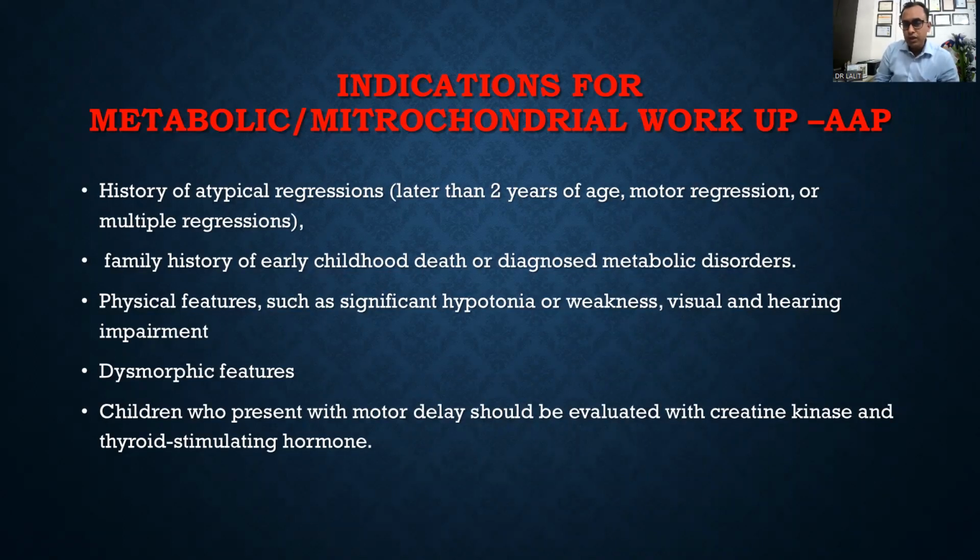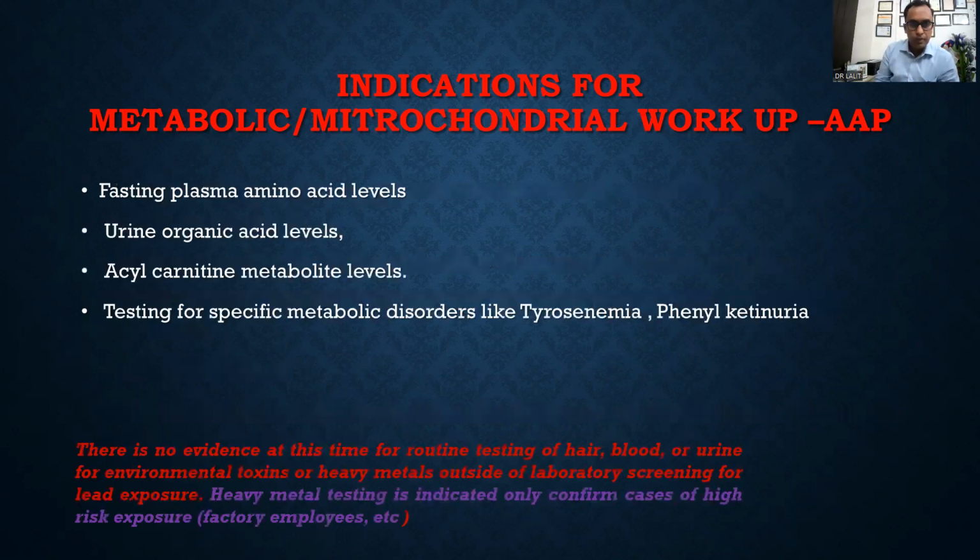And many a time I feel that children with ASD have a lot of core strengthening issues, so invariably motor delay will be present in the majority of kids with ASD. So what are the tests we need to do? These are the initial battery of tests: fasting blood plasma amino acid levels, urine organic acid levels, acylcarnitine metabolite levels, and testing for specific metabolic disorders like tyrosinemia and phenylketonuria if there is an associated positive family history.